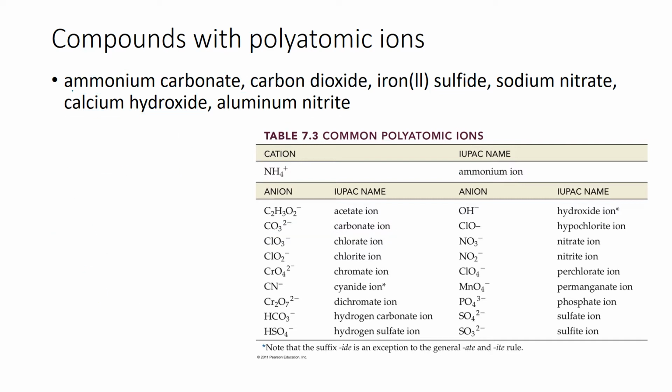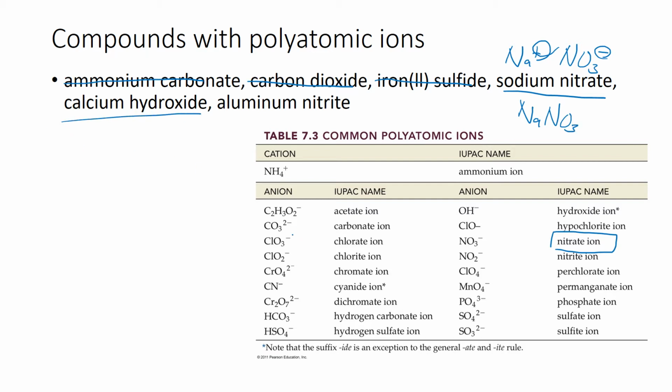Okay, let's do a couple more. So we did ammonium carbonate. We know this one is covalent. We know this one is a simple ionic one. Sodium nitrate. Sodium is Na+. I knew that because it's in group 1A. Nitrate is right here. NO3 minus. 1 minus, 1 plus. That cancels out. This becomes NaNO3.